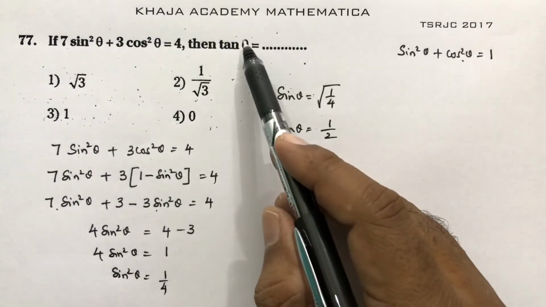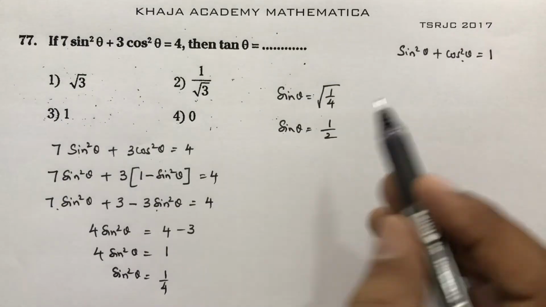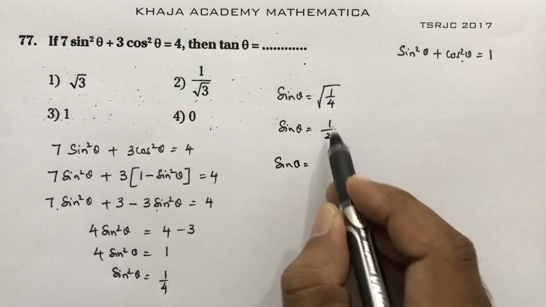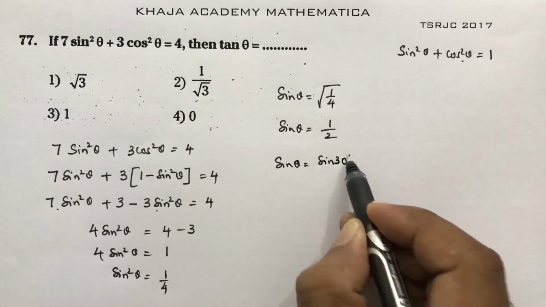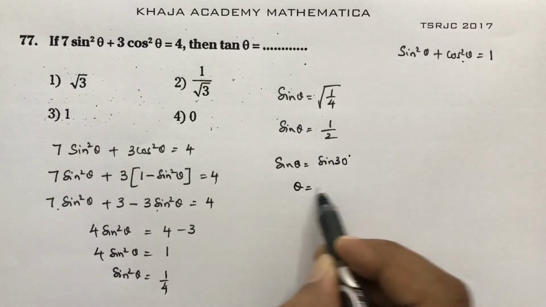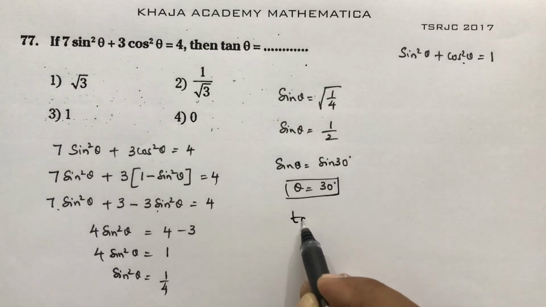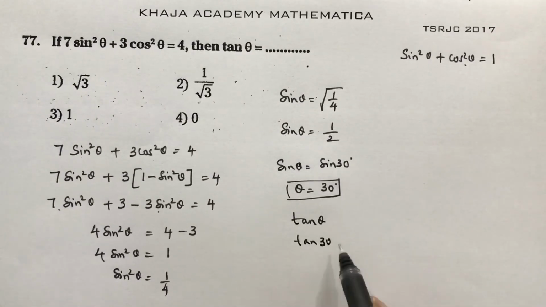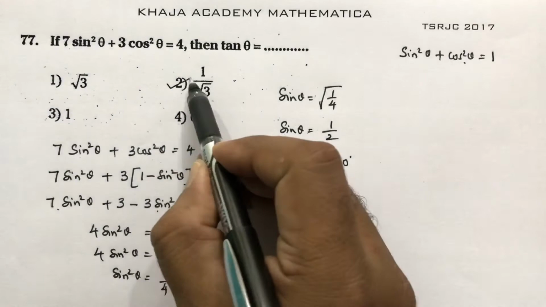So we need to find tan theta. There are two methods: you can use the Pythagoras theorem to get tan theta, or sine theta is 1 by 2 for 30 degrees, sine 30. So on comparing, theta equals 30 degrees. You need to find tan theta, so tan 30 value in the tabular form is 1 by root 3. So the correct option is 2.